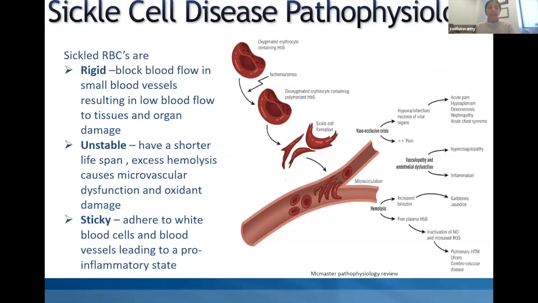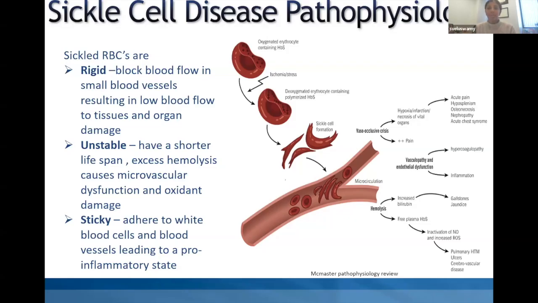Now, what's happening in sickle cell disease? The molecular basis of sickle cell disease was, as we just heard, discovered way back in the 1950s, and it is because of a single point mutation in the beta globin gene that leads us to make an abnormal hemoglobin S. Then that leads to sickling of the red blood cells.